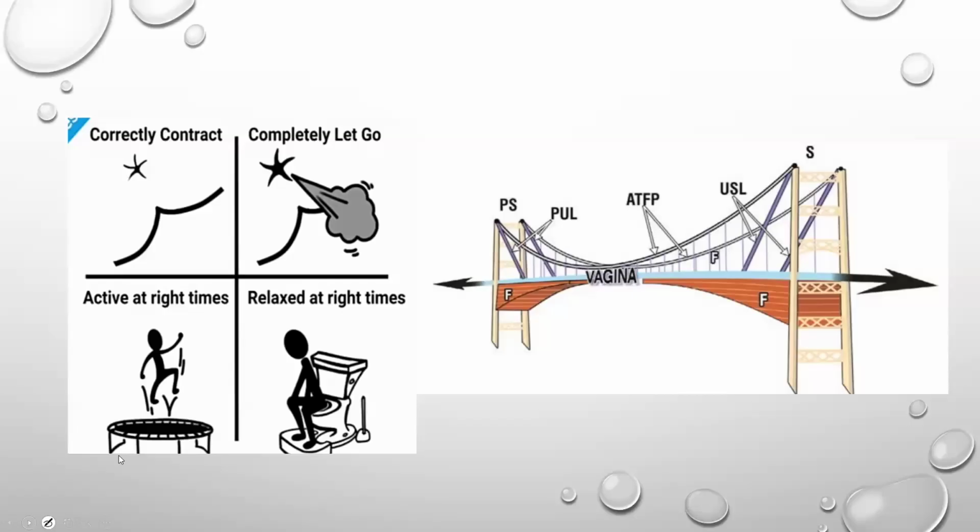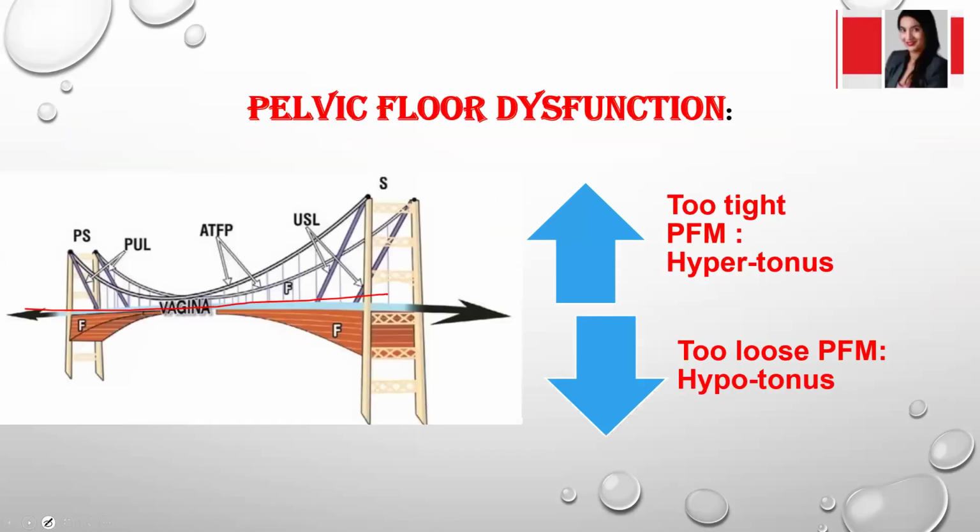What is a good pelvic floor? The good pelvic floor can maintain good tone. We don't want high tone and we don't want low tone. We want good tone: a muscle which can contract well, which can completely let go, which can activate at the right time and relax at the right time. That is a good pelvic floor.